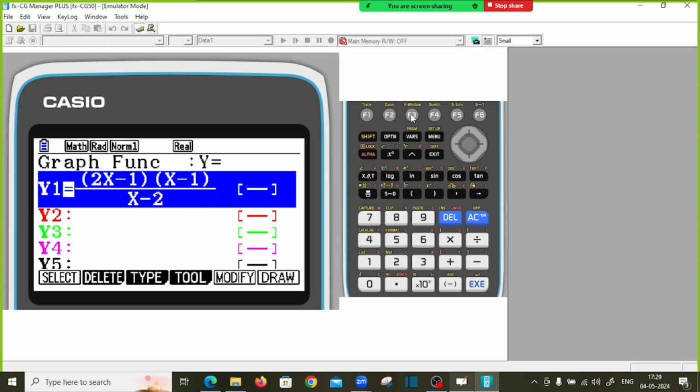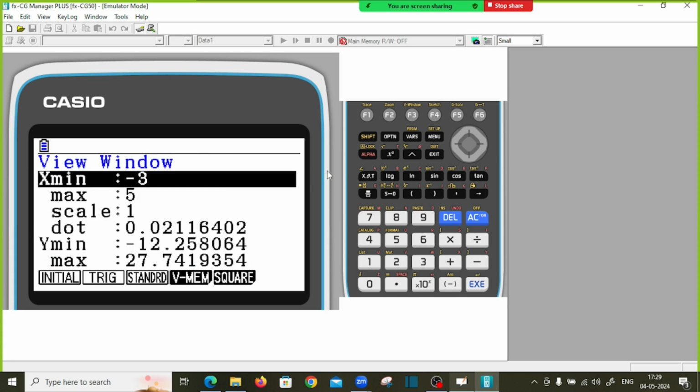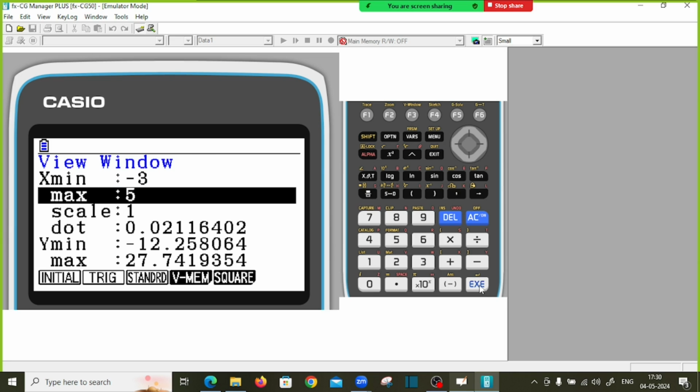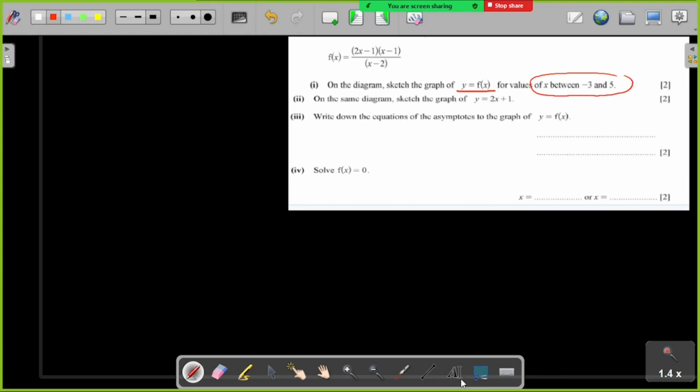I have to set my view window also. So execute, then view window. Since I have to keep my x between -3 and 5, I have typed here x minimum should be -3, maximum should be 5, scaling is 1, and you can press the execute button. So this is the graph. So the first part is completed. Let us see the next part.